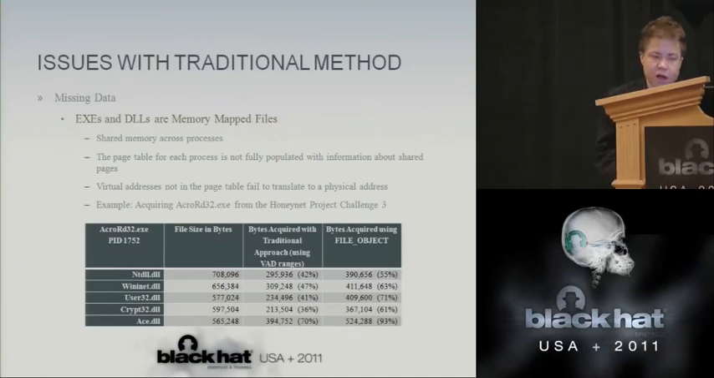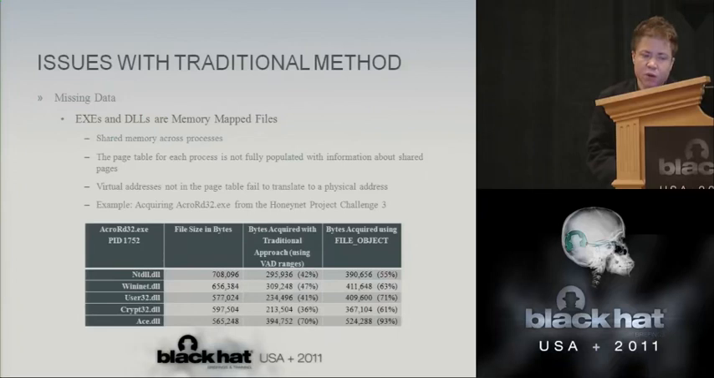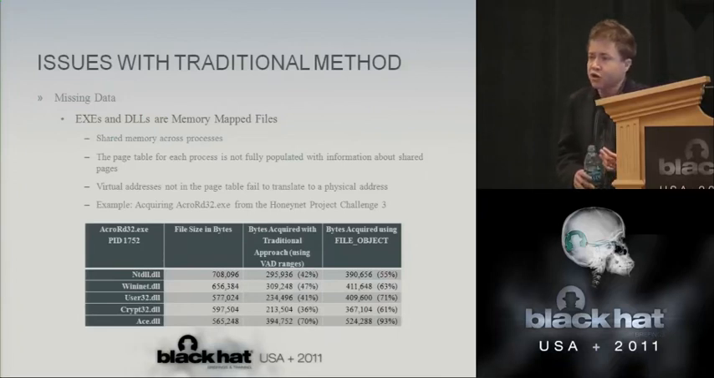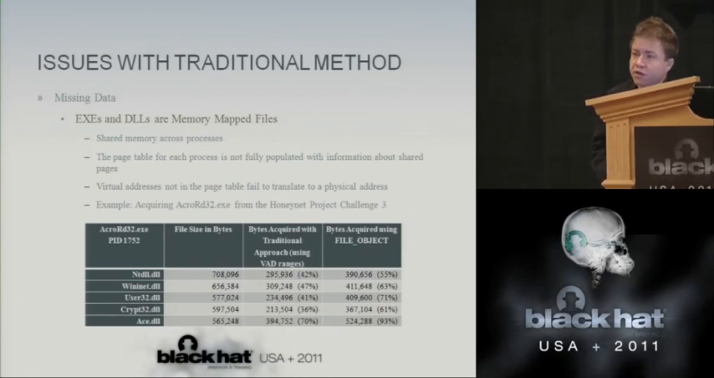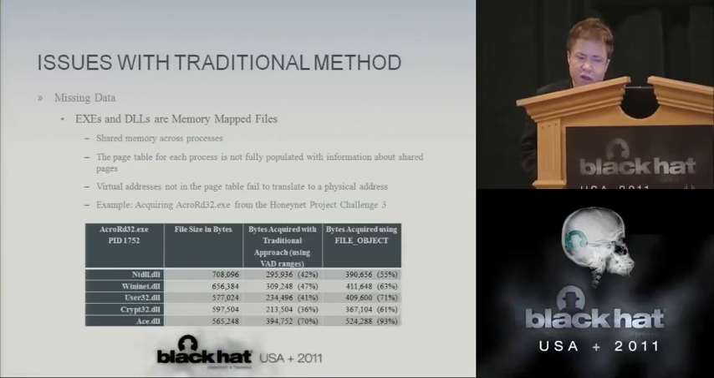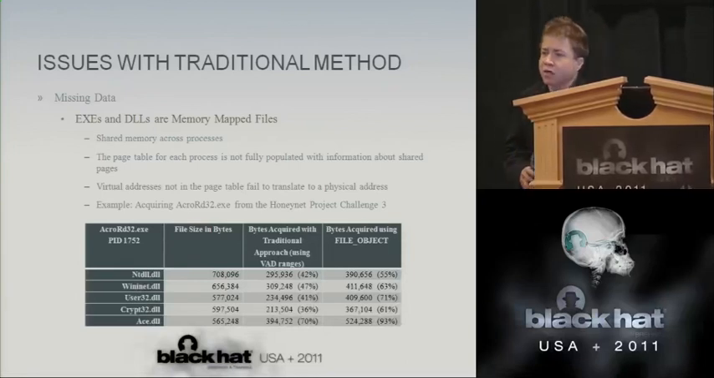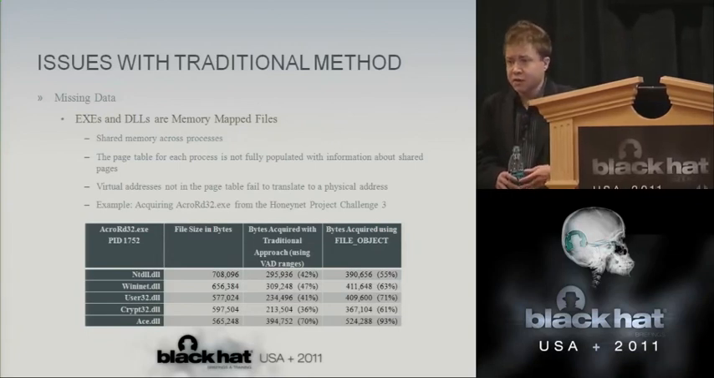There in the column file size in bytes is how large these files will be on the file system. Then the bytes that were acquired with the traditional approach of just using the ranges and the page tables in order to do the translation. You'll see there how much of the file we could recover from the image. In the case of NTDLL, for instance, 42% of that file was in memory and translatable using the traditional methods.